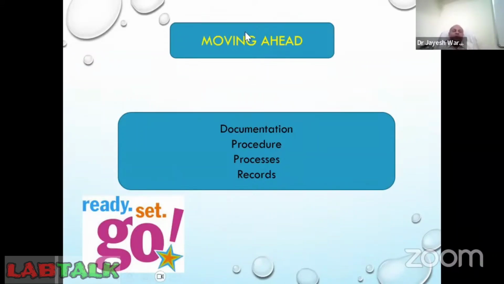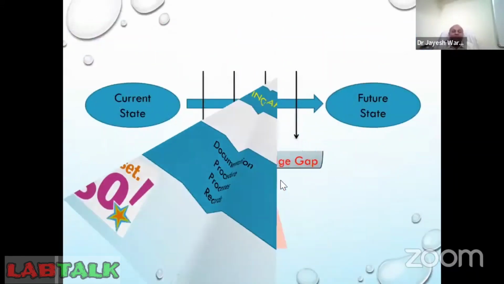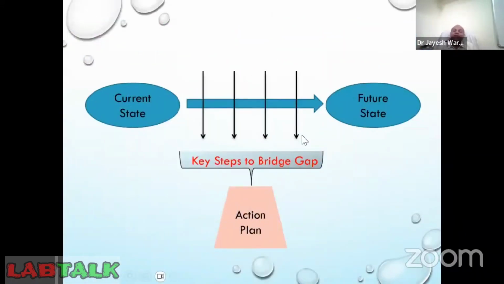So once you are ready, the next step is to do a gap analysis. What is meant by gap analysis? Gap analysis is basically seeing what your current state is and what your future state will be. The current state here is ISO 15189:2012. The future state is going to be ISO 15189:2022. So you have to have a gap analysis.